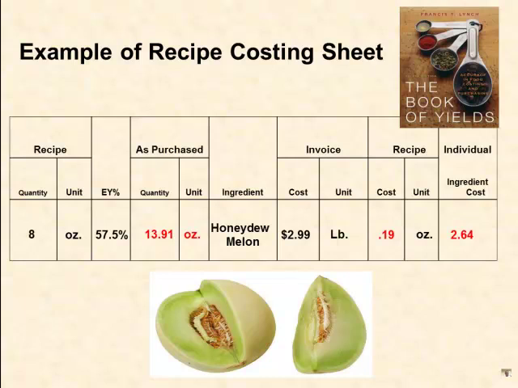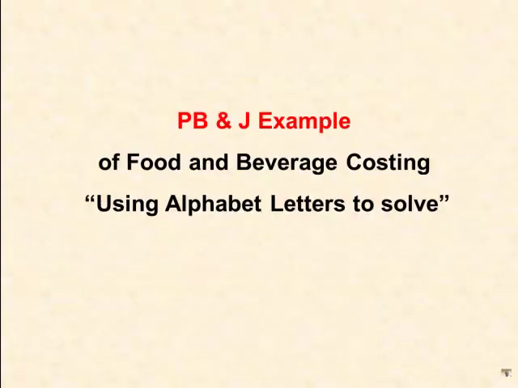Now let's actually do one. So, peanut butter and jelly example. Okay? You may have had a recipe for peanut butter and jelly, and we're going to talk about that one. Let's look at a full one. Now, I also took time to label each column in there by letters. This may help as a visual when you're doing costing.